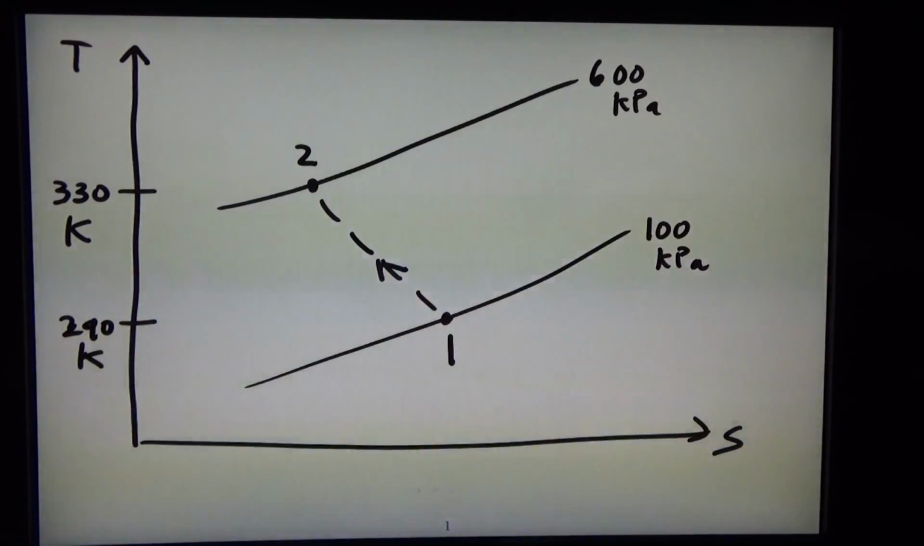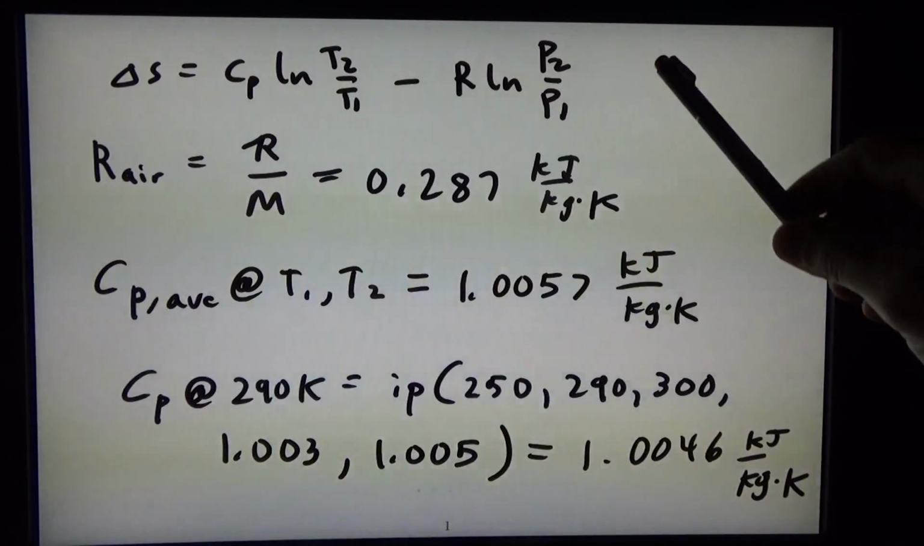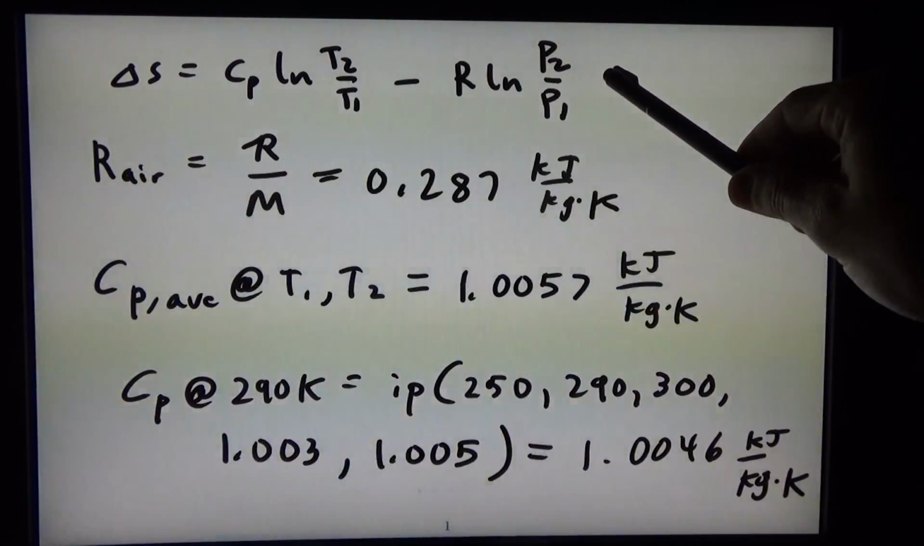So the main things we were covering in this problem, how to calculate delta S of an ideal gas. For an ideal gas, we always calculate delta S using one of the two equations that I gave you in the notes. The first one looks like this, with specific volume and temperature. The second one looks like this, with pressure and temperature.